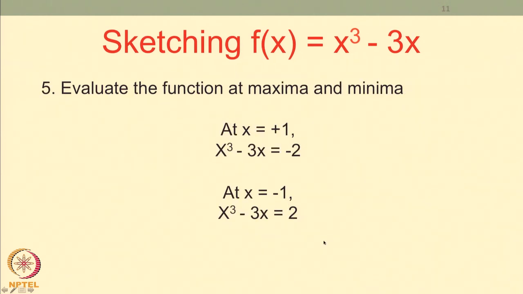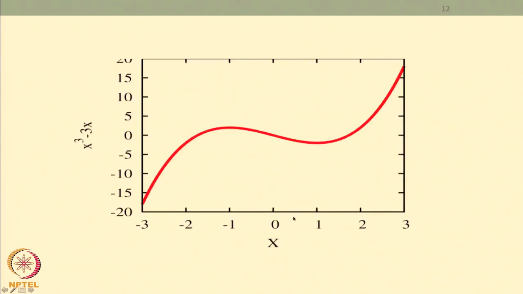Now if you want to sketch, evaluate the function at x equal to plus 1: x cube minus 3x is equal to minus 2. At x equal to minus 1, x cube minus 3x is 2, and then we plot this. What we would find is that it will start from minus infinity, come up, and turn at minus 1, and then come down and turn again at plus 1, and then it will go up. At minus 1 there is a maximum, and at plus 1 there is a minimum. So, this is the recipe to plot any function.